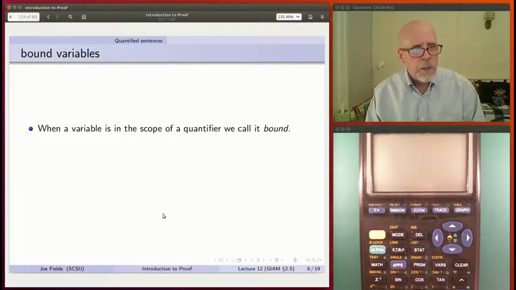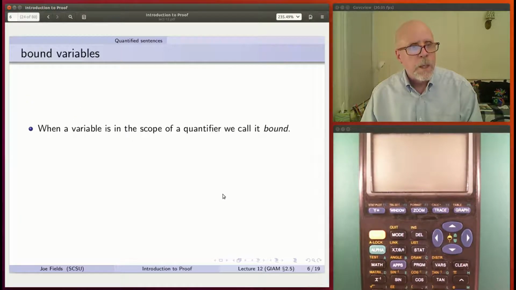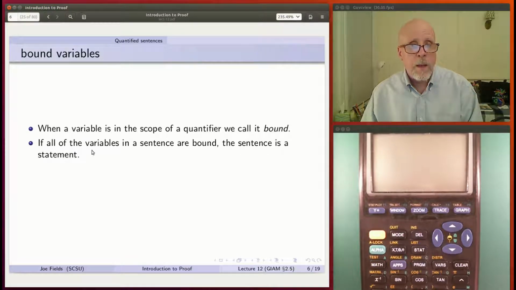All right, another piece of terminology. You talk about variables being bound if they're in the scope of a quantifier. Let me back up one sec. When you see there exists x, the quantifier is that there exists, and x is in the scope of that quantifier. Here, this y is in the scope of that for all, but this y is in the scope of an existence. So they're just the variables that come after the existential or universal quantifier symbol. Okay, so when you're in the scope of a quantifier, we say you're bound. And if all the variables in a sentence are bound, you've got a statement.